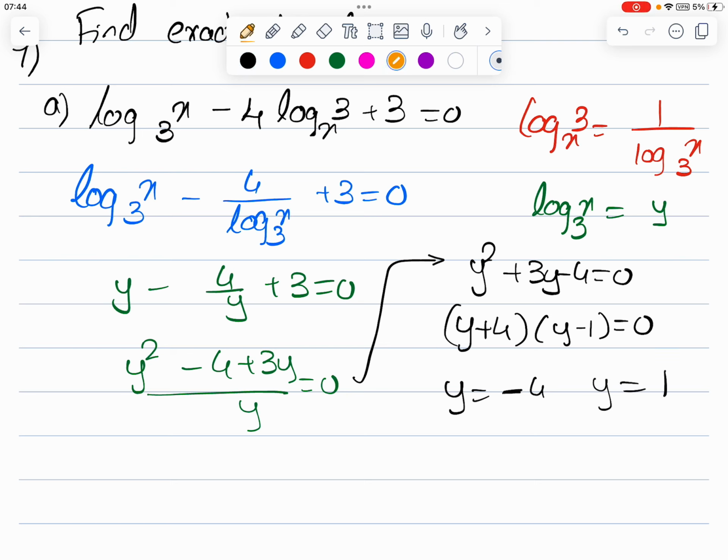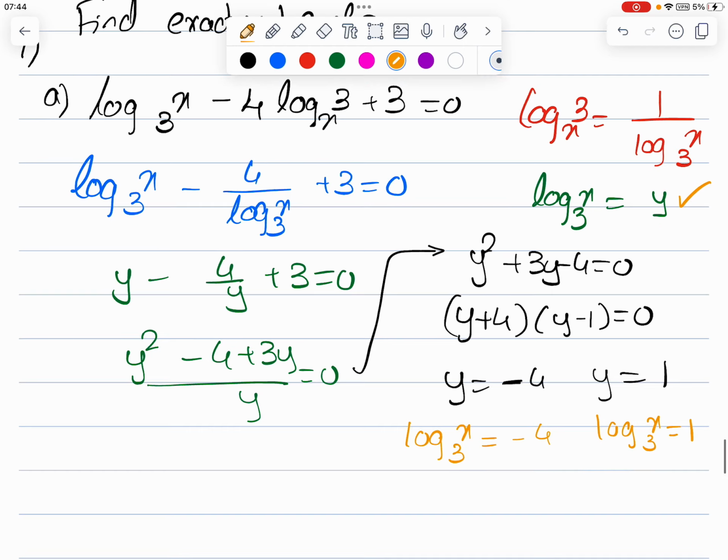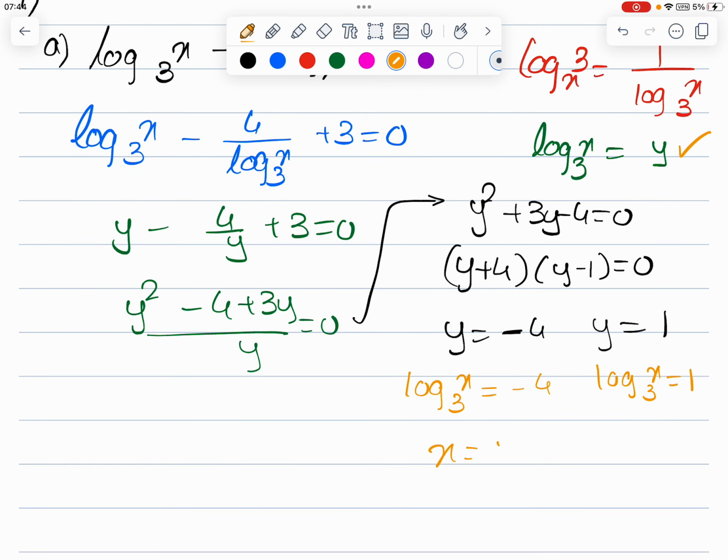But what is y? y is nothing but log x to the base 3. So log x to the base 3 equals negative 4 or log x to the base 3 equals 1. So from there, x equals 3 power negative 4, x equals 3 power 1. That's going to be the answer.